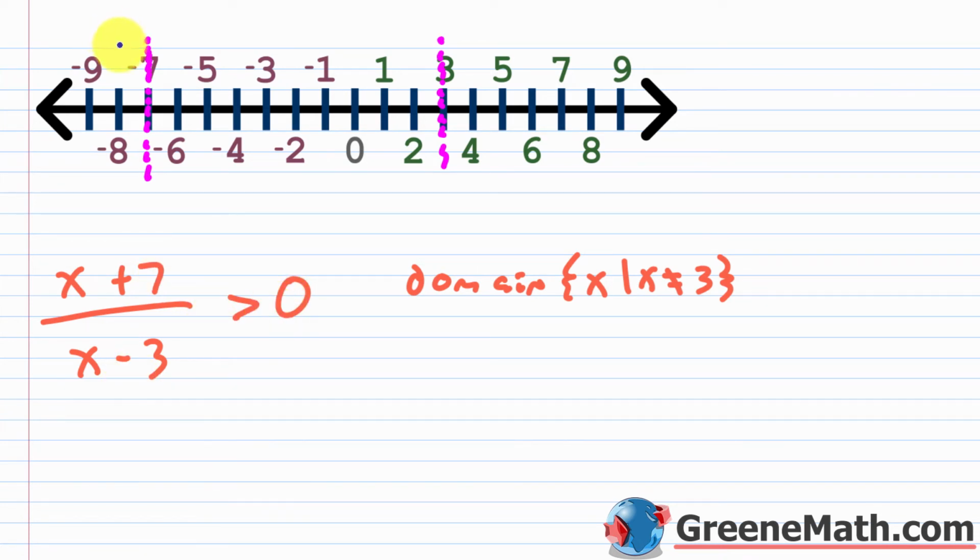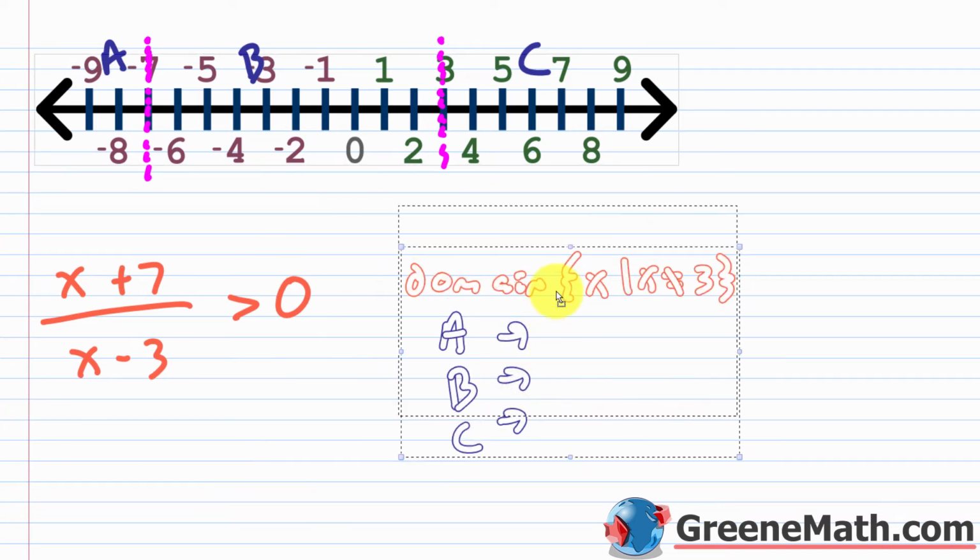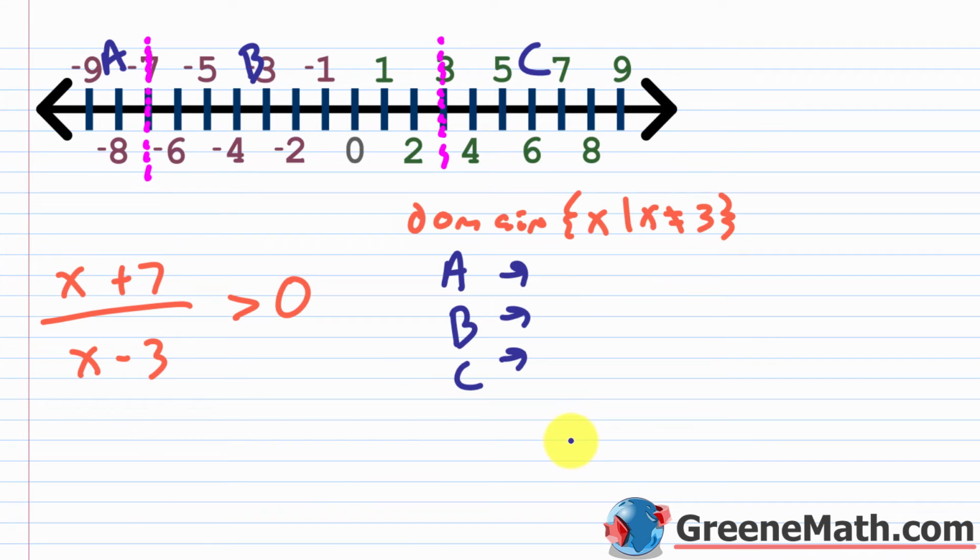So let's set this up as region A, region B, and C. And A is anything less than negative 7, B is between negative 7 and 3, and C is greater than 3. So let's say that we have A, B, and C here. And let's just test inside of each. I'll drag this up a little bit. So for A, let's just pick negative 8. So negative 8 plus 7 is going to be negative 1. And then negative 8 minus 3 is going to be negative 11. But again, you could just think about the fact that a negative over a negative is a positive, and a positive is greater than 0. So this is going to be true.